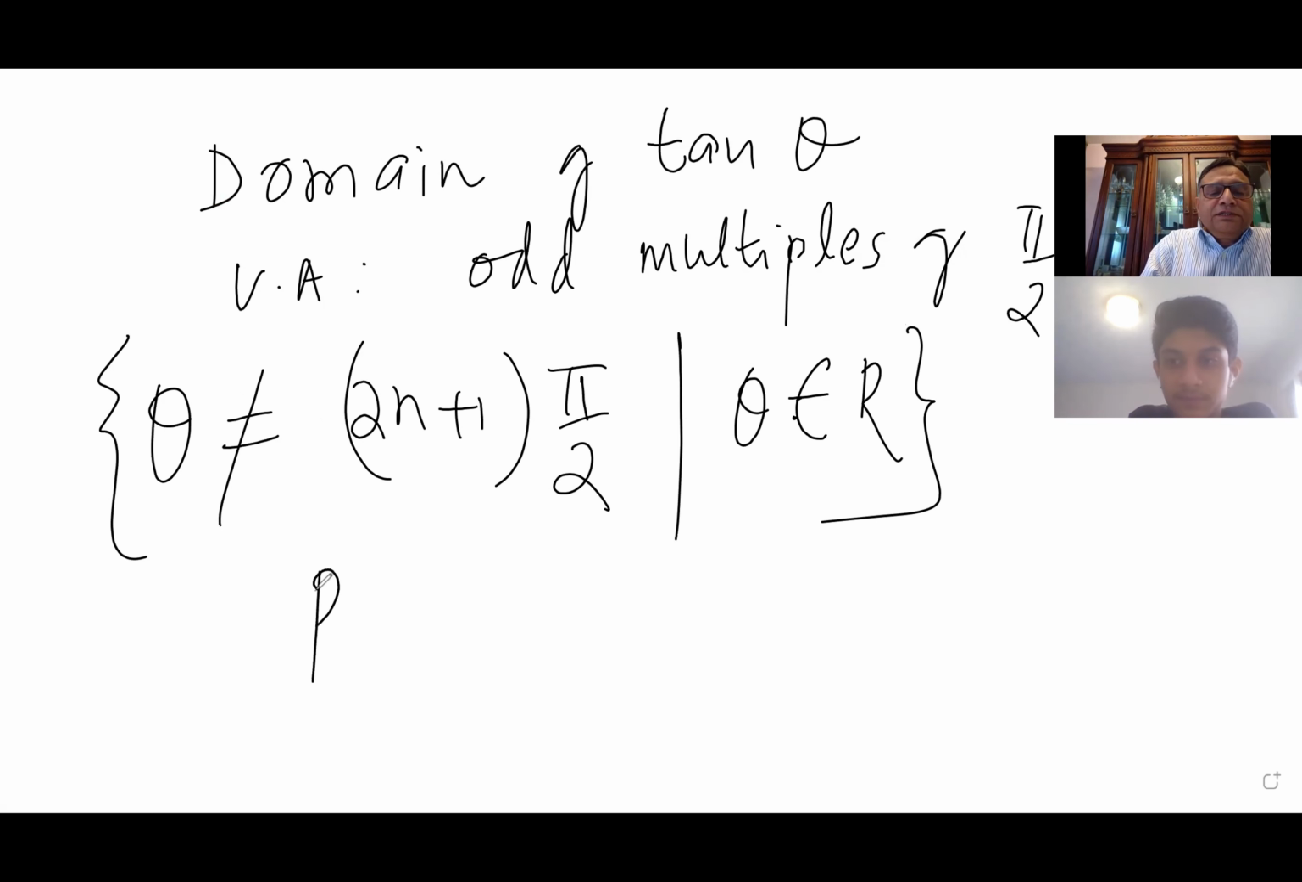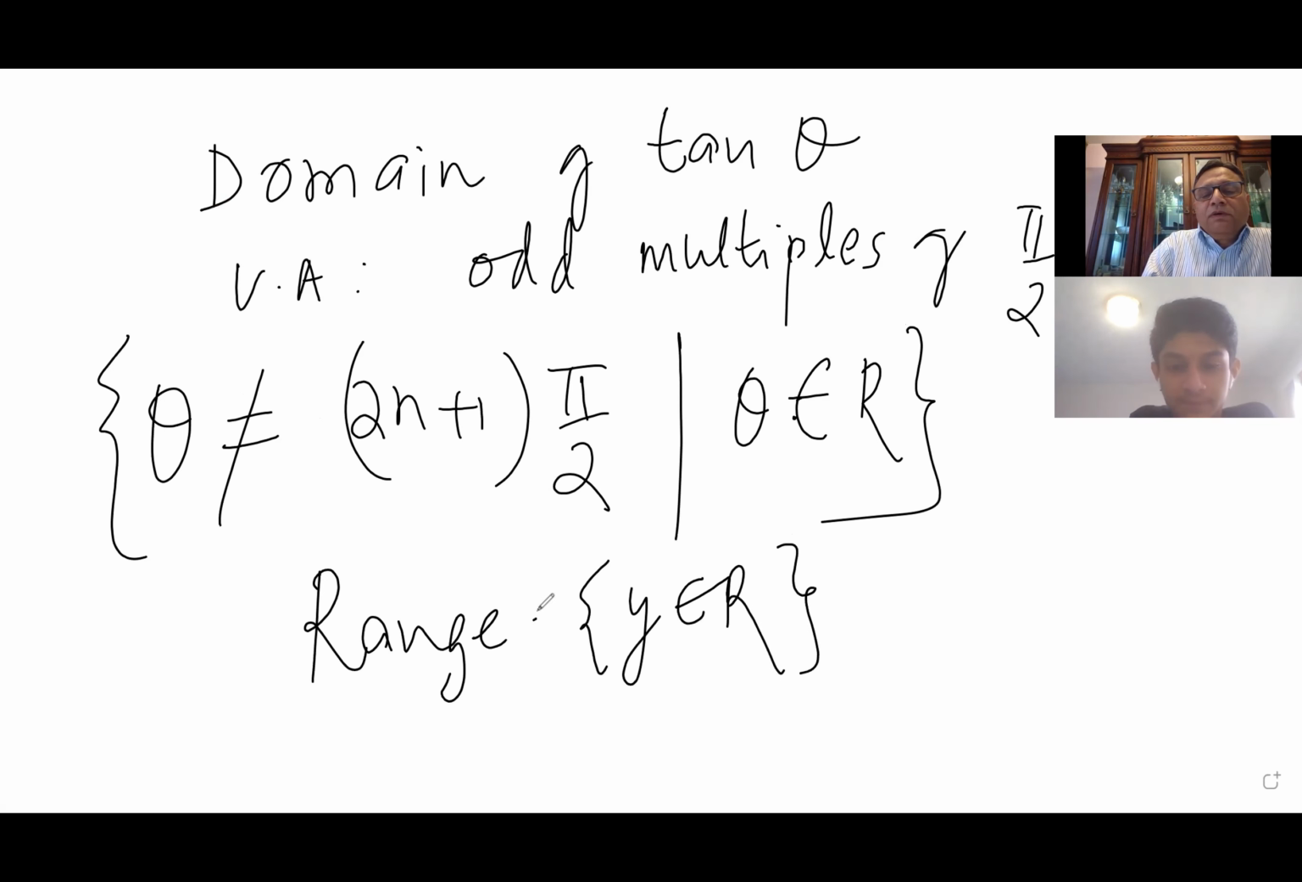And of course, the range has no limit. Y belongs to real numbers, all values. Is that clear to you? So that is the domain and range of tan theta. Very important question. Now let's talk about the identities.